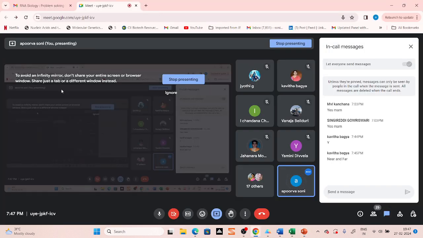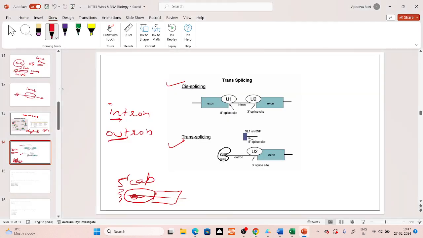Yes, ma'am. Okay, so that means in cis splicing, an intron is spliced, a portion which is in between two exonic regions. Whereas in trans splicing, a portion is spliced which is not sandwiched between two exons. Here there are two exons in cis splicing. In trans splicing, here there is just one exonic region. Now, how it takes place, I will explain later.